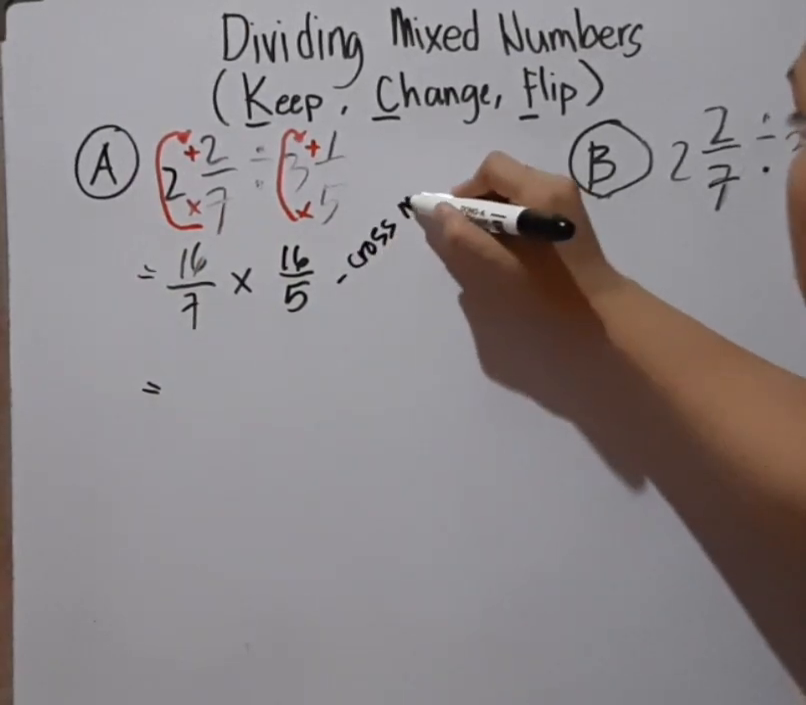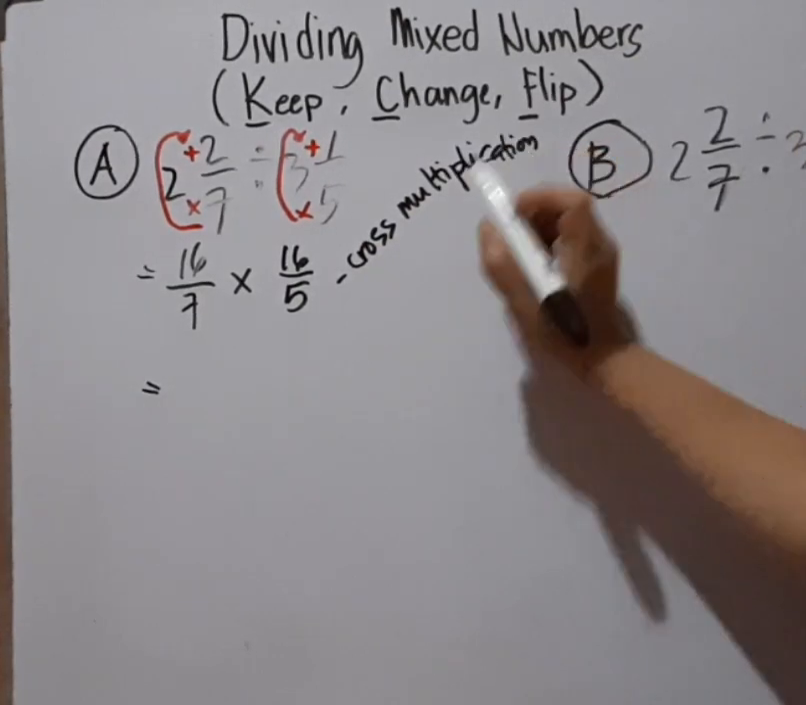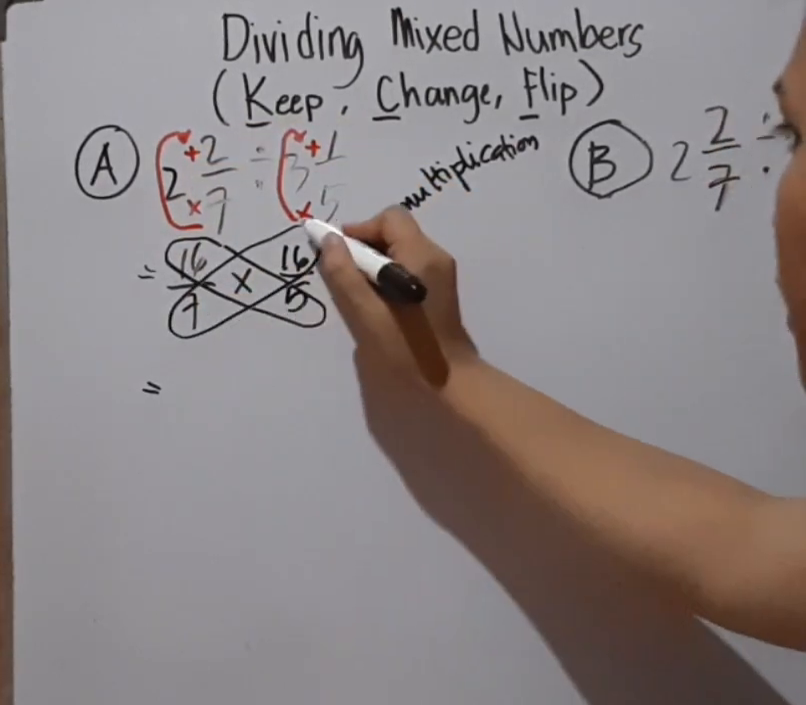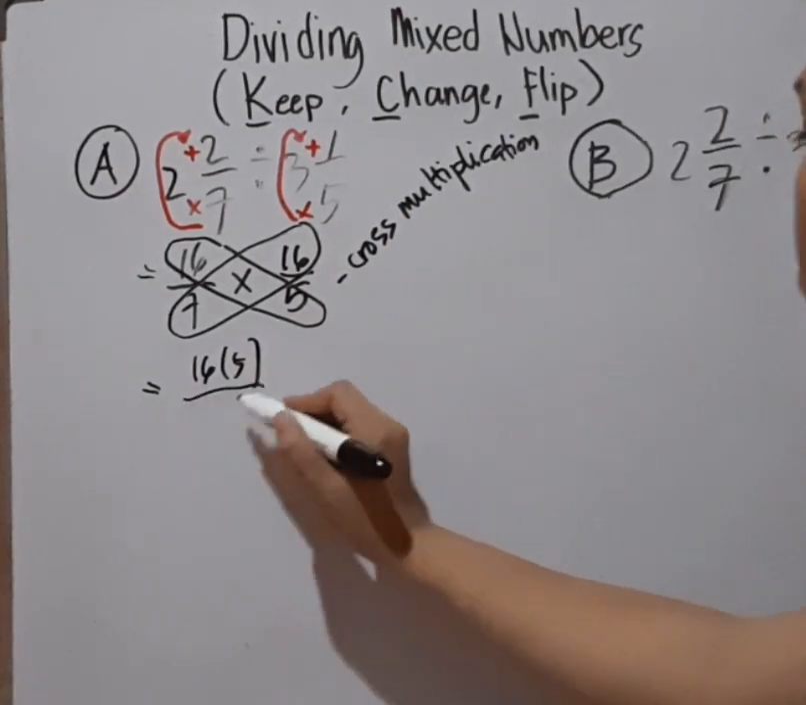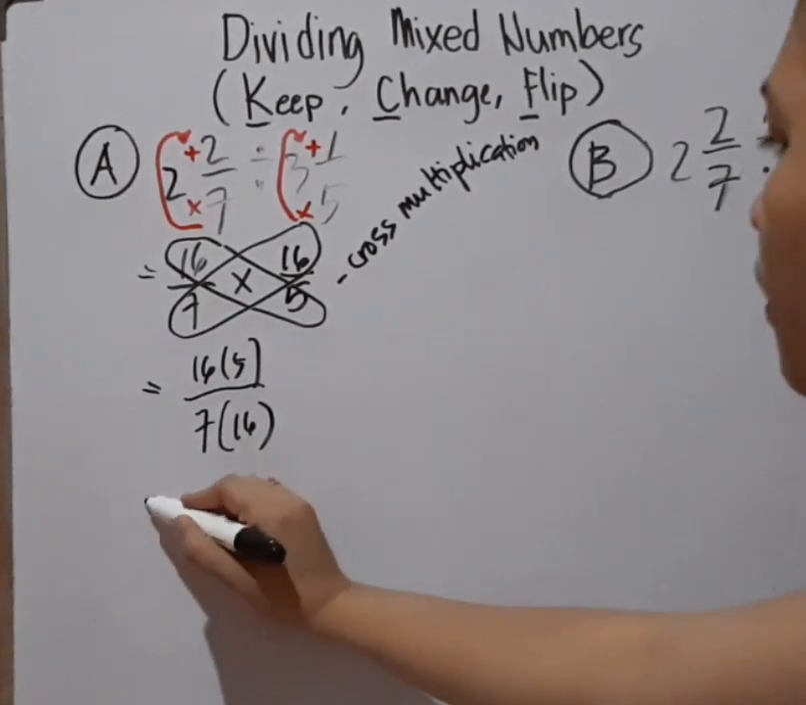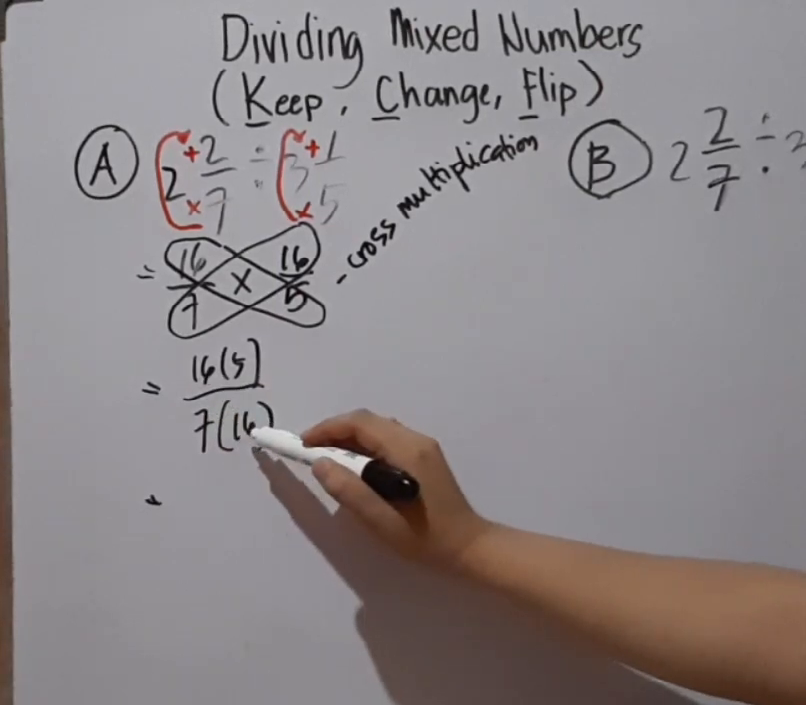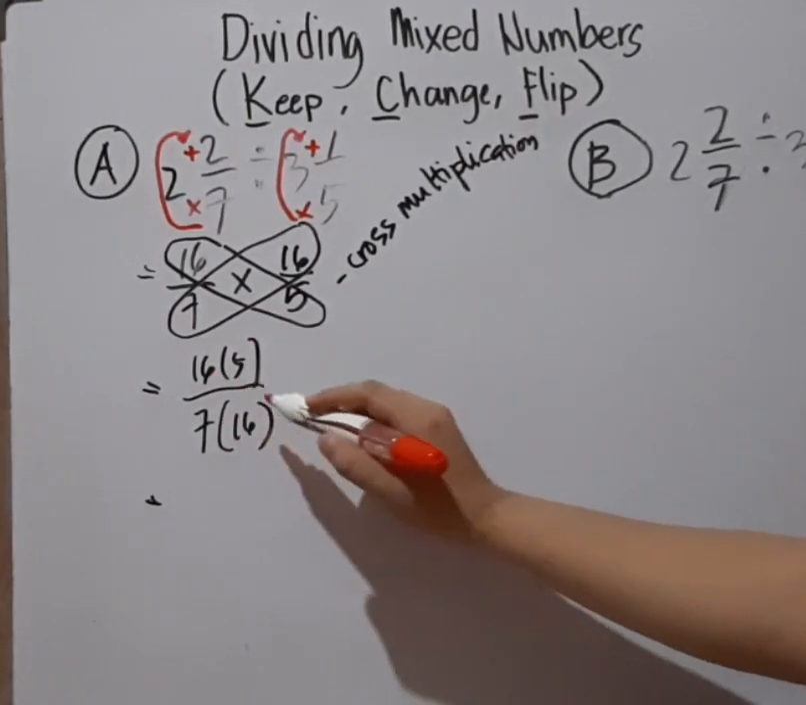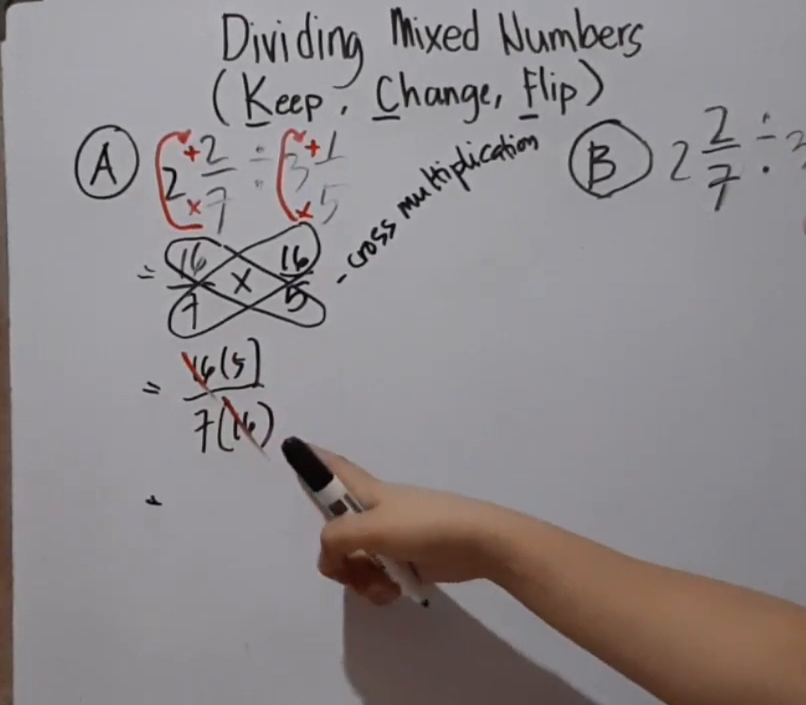Cross multiplication. Okay? Cross multiplication. So, here and this. So, it will give us 16 times 5 over 7 times 16. Okay? Now, as you can see, eto po yung 16 and 16 sa numerator and denominator po. Pwede po siya makancel. It will give us, kasi 16 over 16 or 16 divided by 16 is 1. So, automatic po, cancel na po siya.